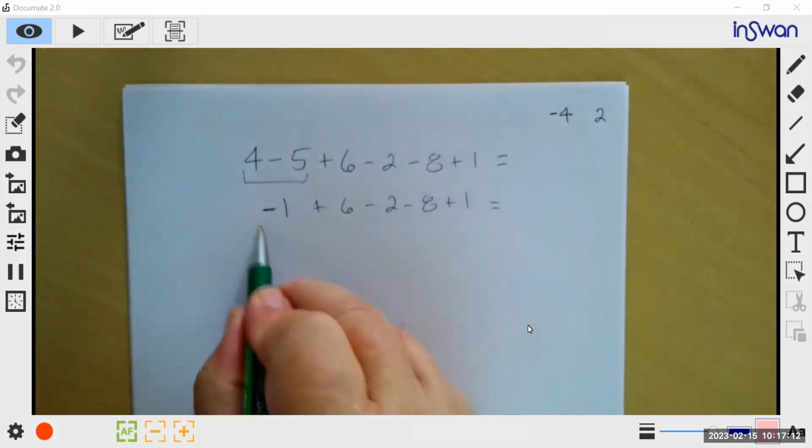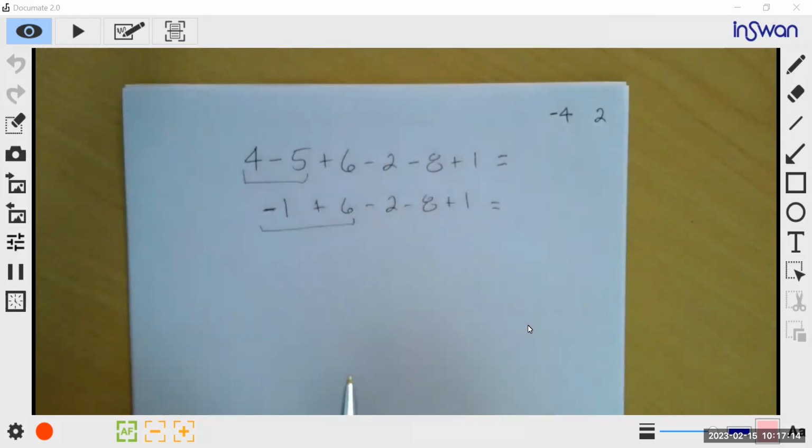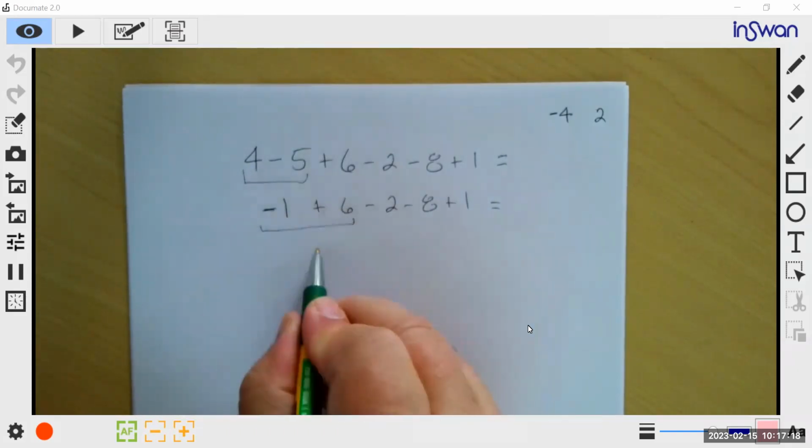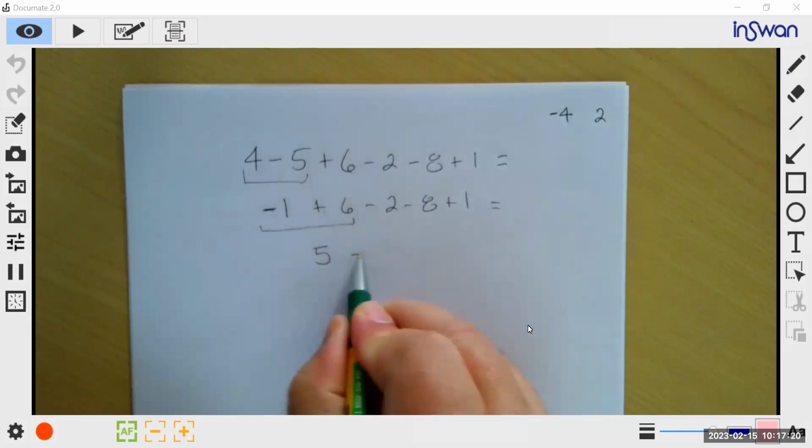And it's negative 1 plus 6. Then it's negative 1 plus 6. 6 is bigger than 1, so the answer would be positive. 6 minus 1 is 5.